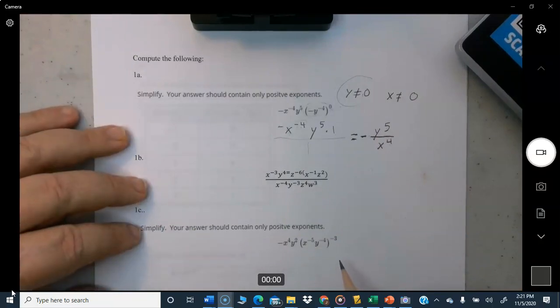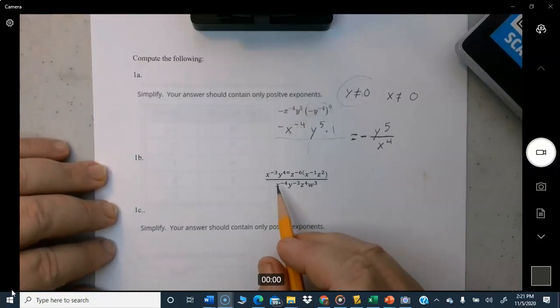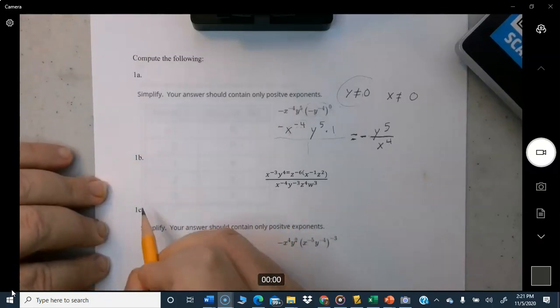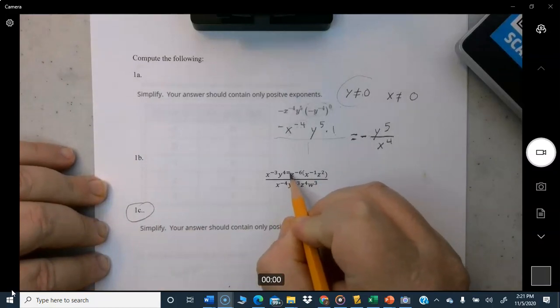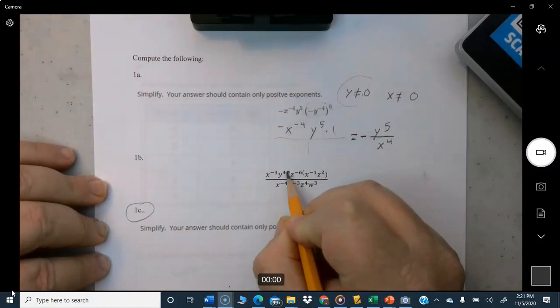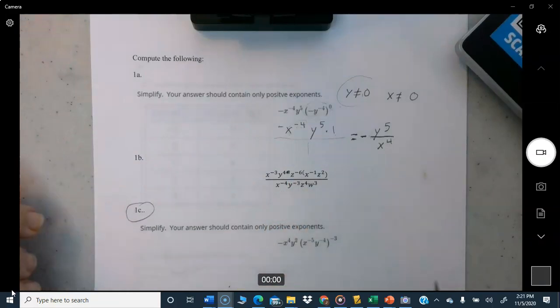Okay? All right. Let's go and do 1b, and then you'll do 1c by yourself. I'm going to leave that one for you to do by yourself. There was a typo, this equal sign here, that shouldn't be there. It just kind of got thrown on there. So just scratch it out. Okay?